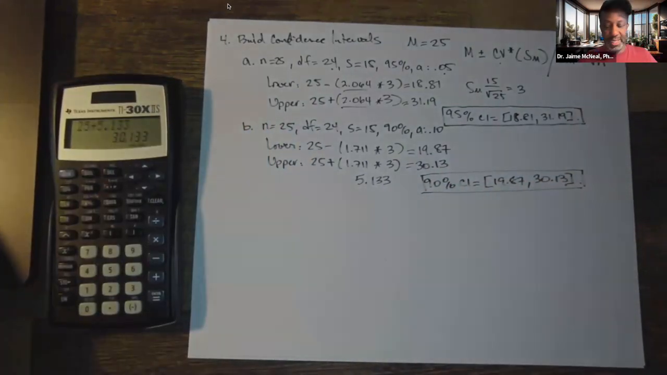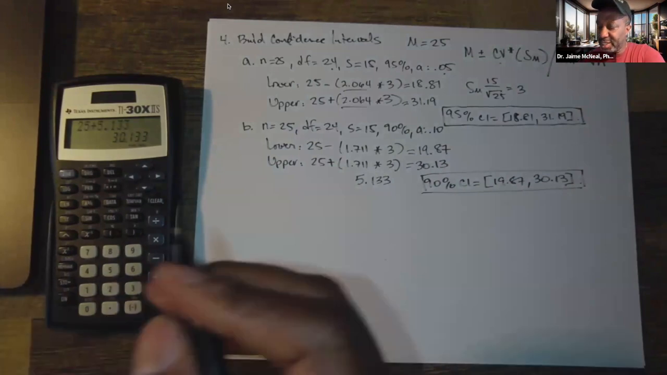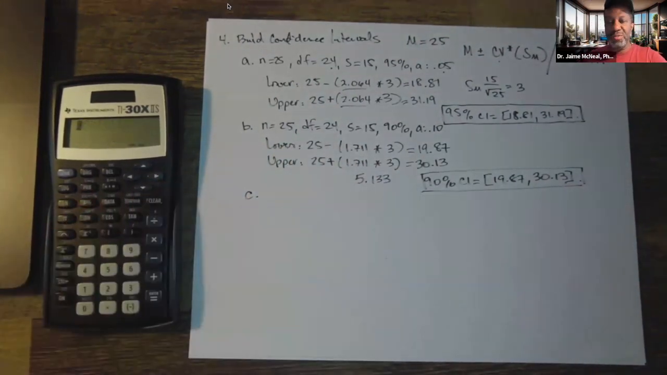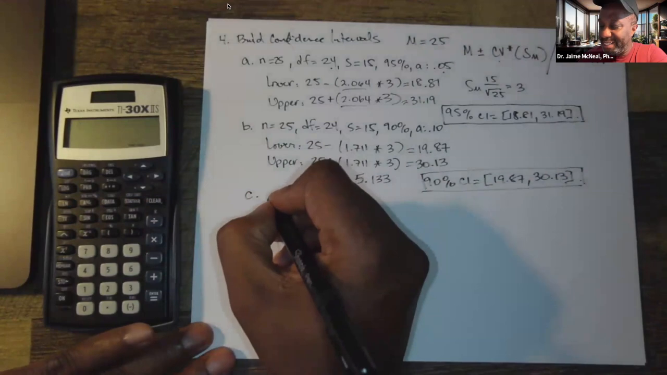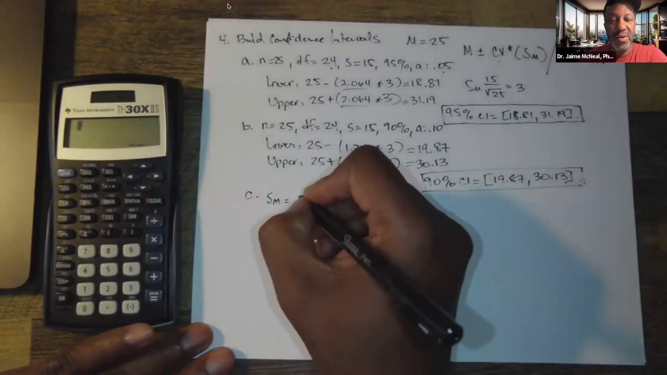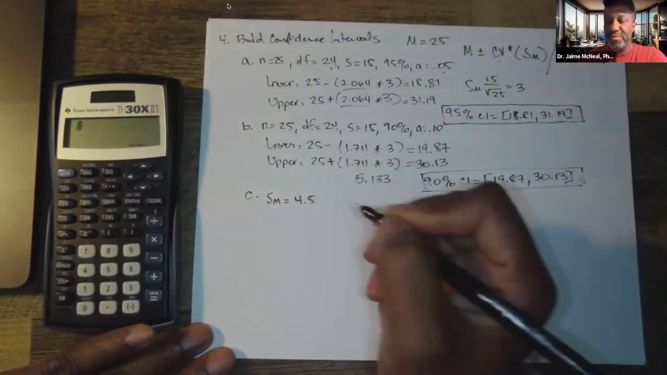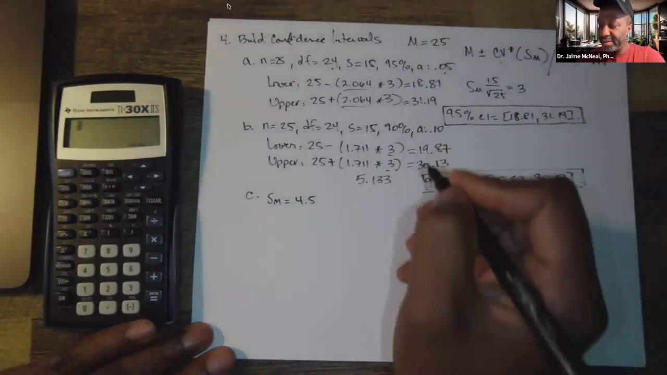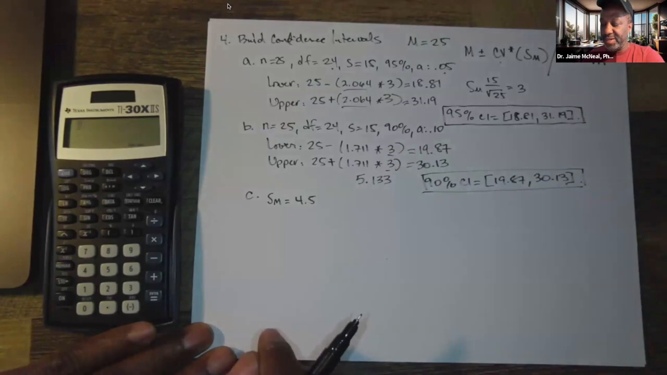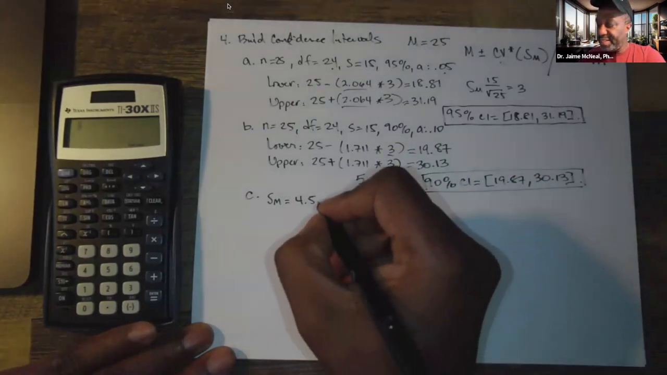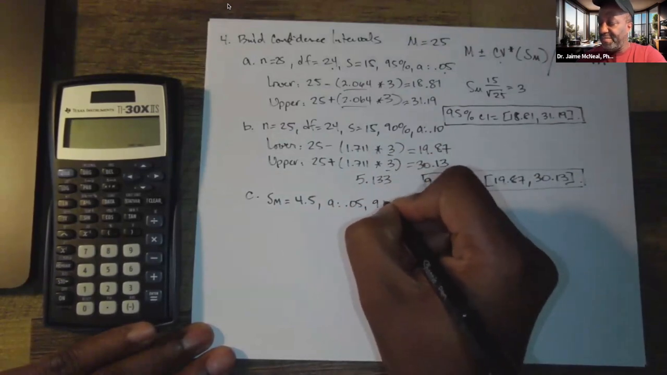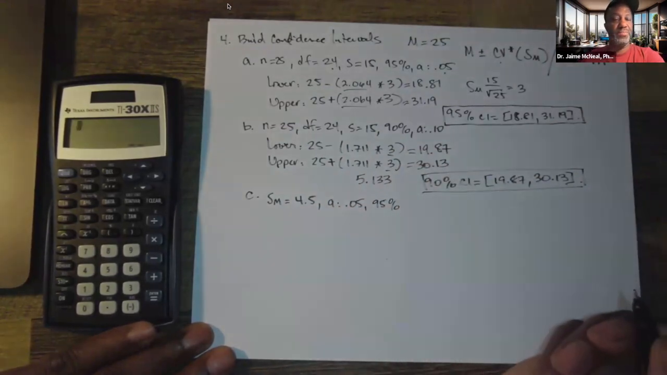Those two were fairly easy. Let's take a look at C, which is a little bit difficult because they're giving us less information and allowing us to figure it out. In this instance, they gave us the standard error of 4.5. So we know that. We don't have to figure it out. And they also give us the alpha of 0.05, which means we're going to be doing a 95% confidence interval.